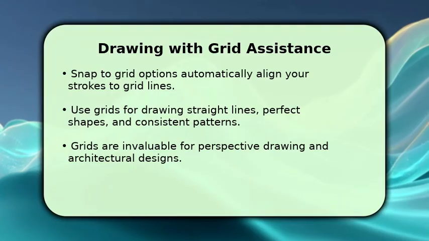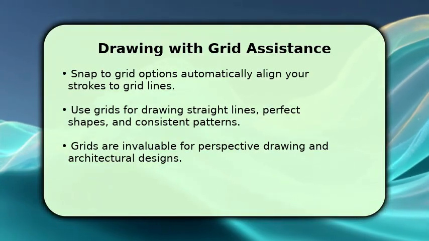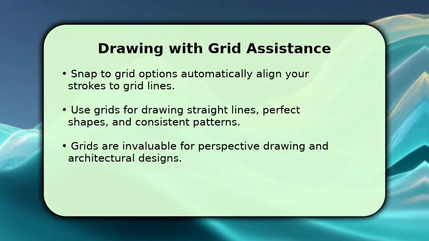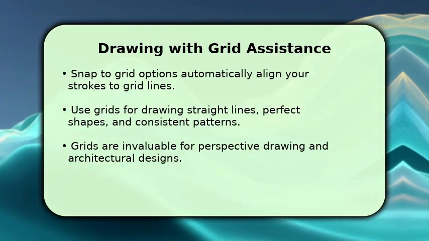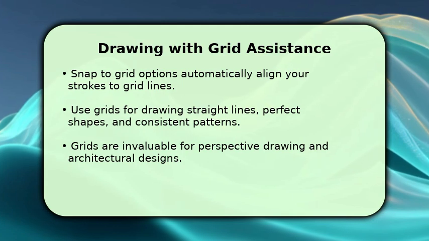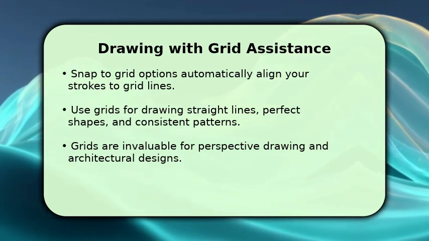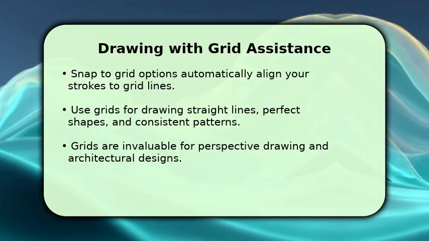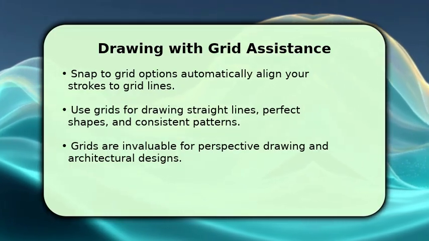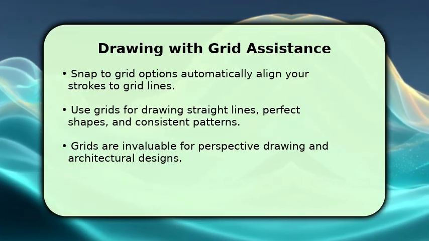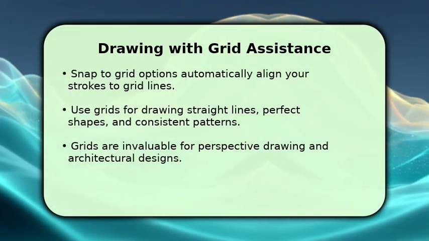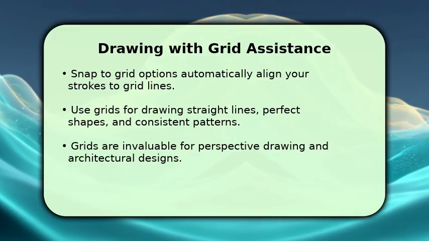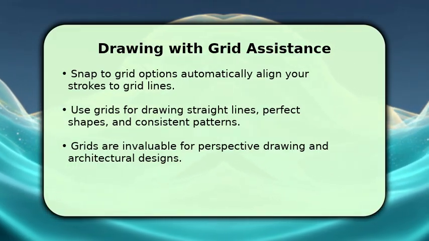With your grid active, you can now use it to guide your drawing. Krita offers a Snap to Grid feature, which you can enable from the View menu. This automatically aligns your brush strokes and shapes to the nearest grid lines, making it effortless to draw perfectly straight lines, precise rectangles, or consistent patterns. It's especially helpful for maintaining accurate proportions and perspective in your illustrations.